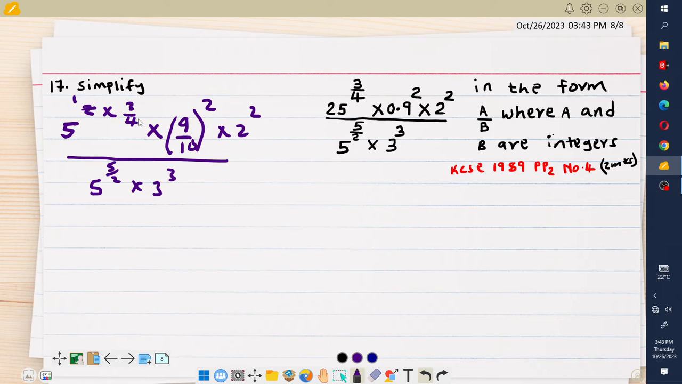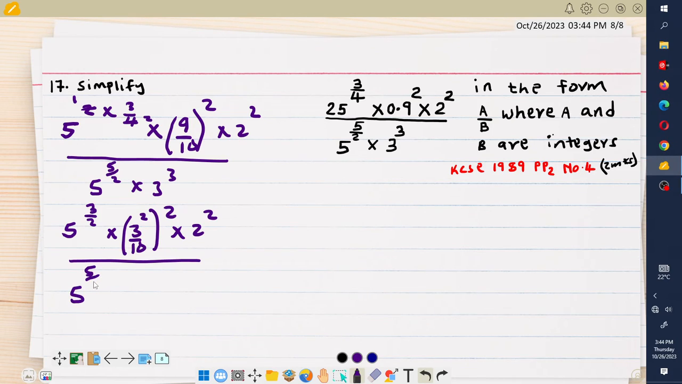So 2 into 4, 2 times. So this will be, I'm going to get 5 to the power of, of course it will remain 3 over 2. So to the power of 3 over 2. Then I multiply with 9, which is the same as saying 3 to the power of 2. So this is 3 to the power of 2, then over 10. Then everything is squared. Then multiplied by 2 to the power of 2. Then divided by 5 to the power of 5 over 2. That is 5 over 2. Then multiplied by 3 to the power of 3.